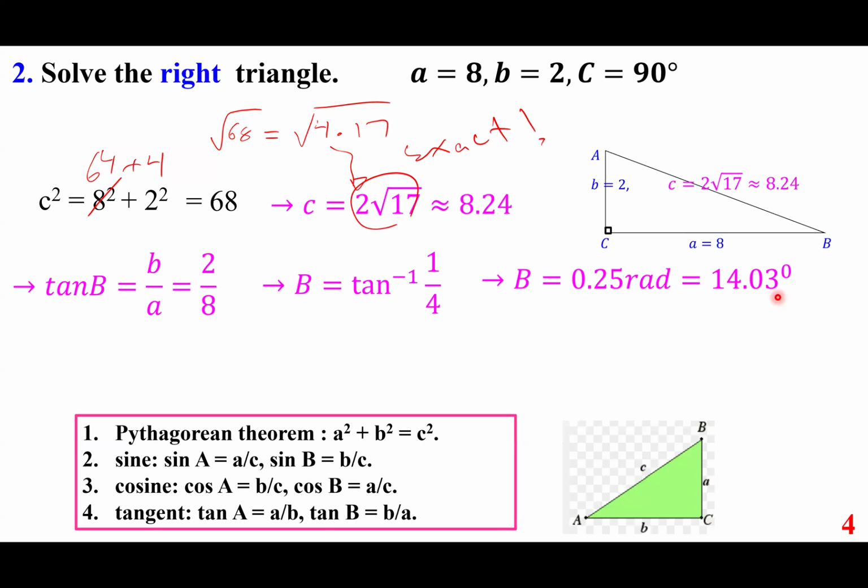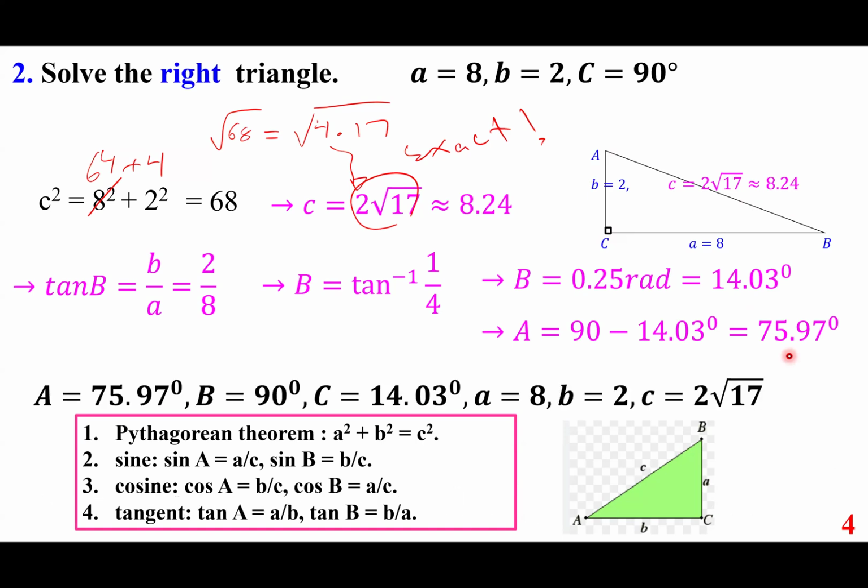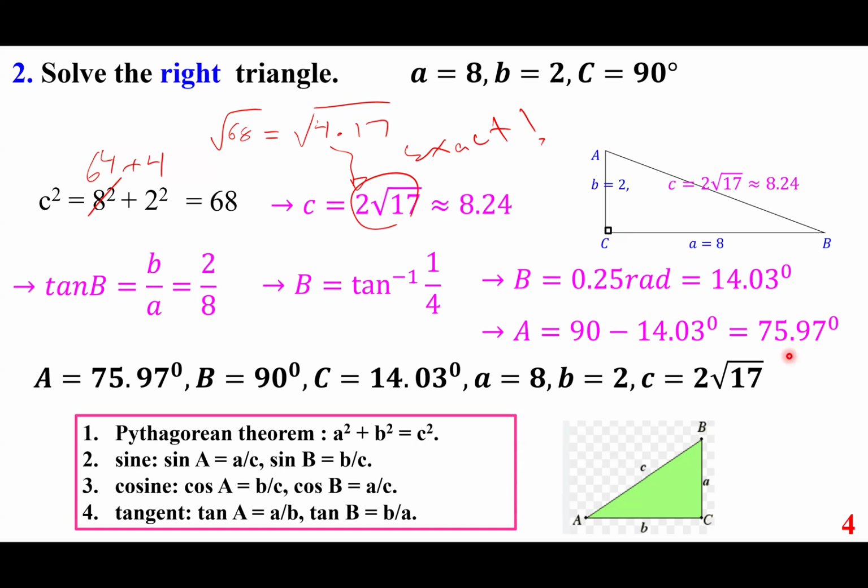Now, all angles add up to 180, or you can say this is 90, A plus B is also 90, subtract this from 90, and you get 75.97 degrees. And you just write the information. A, B, C, capital, those are the angles, lowercase a, b, c are the sides. And again, reminding you, if you have a right triangle like this, first the Pythagorean theorem, a squared plus b squared equals c squared. Sine A is the opposite a over the hypotenuse, whereas sine B is lowercase b over c. Cosine, tangent, so we should know those properties of right triangles. So what you have here is the information about right triangles.